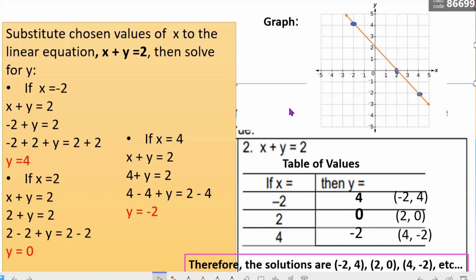Okay, I hope you have understood this. Finding the solution of a linear equation in two variables, making use of a table of values, and how to graph a linear equation in two variables by plotting the ordered pairs of solutions. That's all for this session.